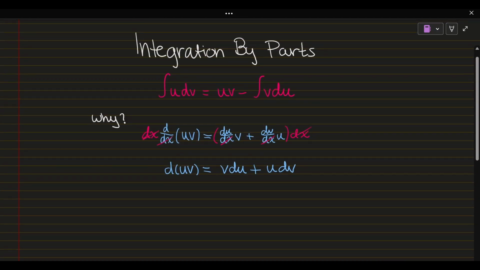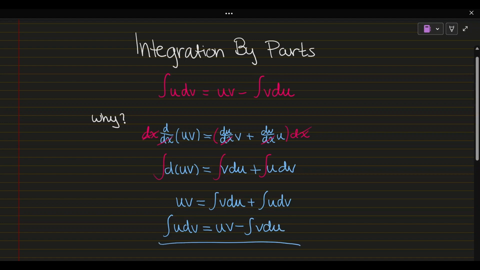Okay? So next, what I can do is I can integrate both sides. So if I take the integral of both sides here, I get that the integral of d(uv) is just uv, in the same way that the integral of dx is just x. And then I have the integral of v du plus the integral of u dv. Okay. Next, what I can do is subtract the integral of v du from both sides and rearrange to get the integral of u dv equals uv minus the integral of v du. And this formula here is the exact formula I have up here for integration by parts. So this is why the integration by parts formula works. It's not necessarily a proof of it, but a demonstration of it.